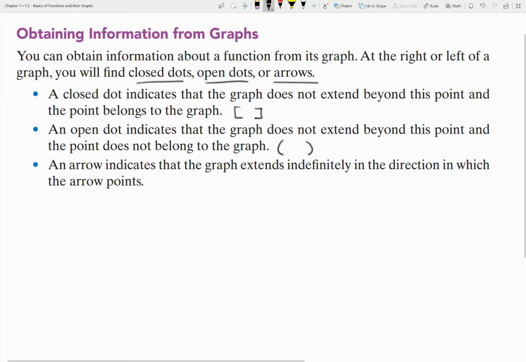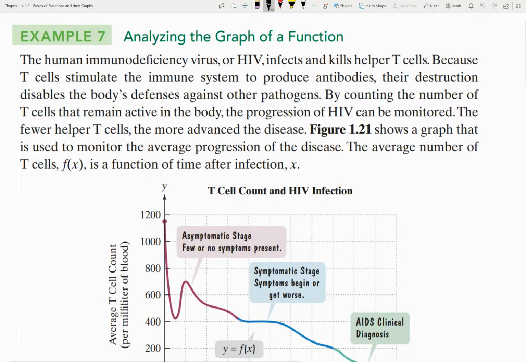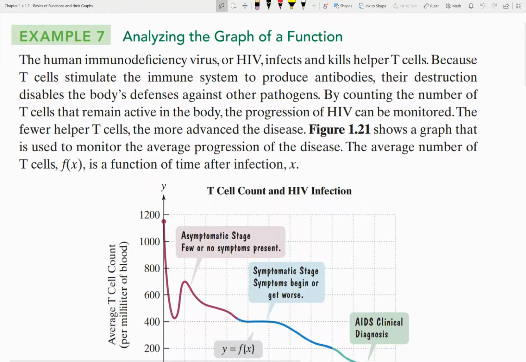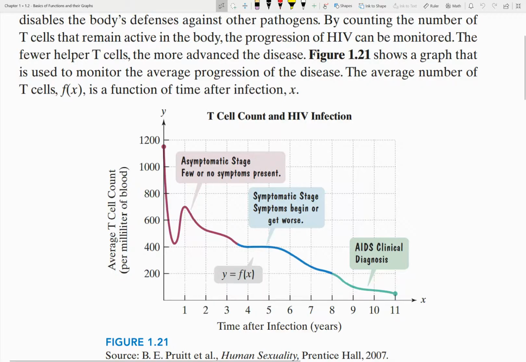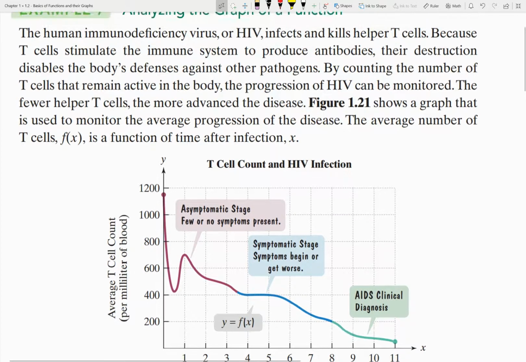Okay, both of these, it stops, right? It does not extend beyond this point. The graph stops. One stops with the point included, one stops without it included. And to say that the graph keeps going, it does not stop, that's when you're going to use an arrow. That means it's going to keep going to something like infinity. So if we analyze the graph of a function, I see it's got a whole bunch of stuff going on, but what did we just talk about? It's got a dot there and a dot there, which means this function starts and stops somewhere.